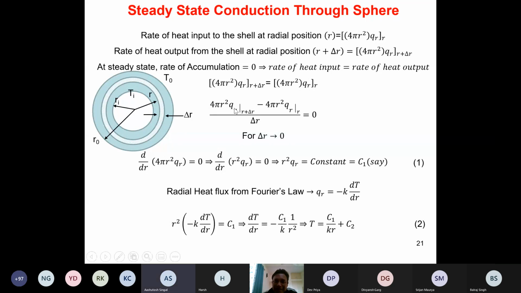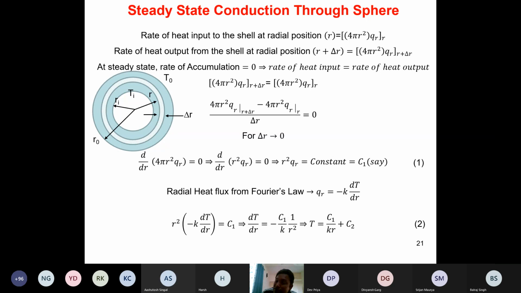Okay, let's make the shell balance. So can we say that small q_r is varying in the case of cylinder and sphere? Yes, small q_r is varying, and capital Q is constant. For sphere as well as cylinder, capital Q is constant. For a slab, small q_r is also constant. That is why we don't need to make a shell balance in the case of a flat slab.